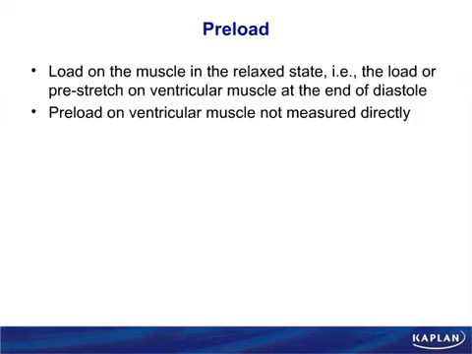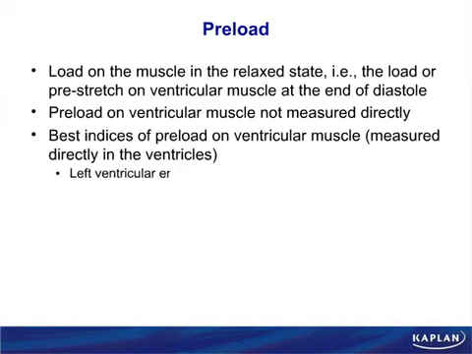This is very, very similar to skeletal muscle. We talked about in skeletal muscle, preload stretched the sarcomere. Well, we have the exact same thing in cardiac muscle. Preload is what's stretching the sarcomere before it contracts, so therefore it's at the end of diastole. Now, the thing about preload for the heart is we can't directly measure it. So instead we have to use indices. Now the best index of preload for the ventricle is left ventricular end diastolic volume.